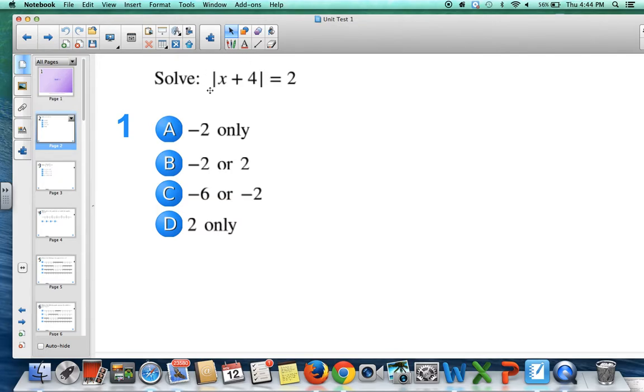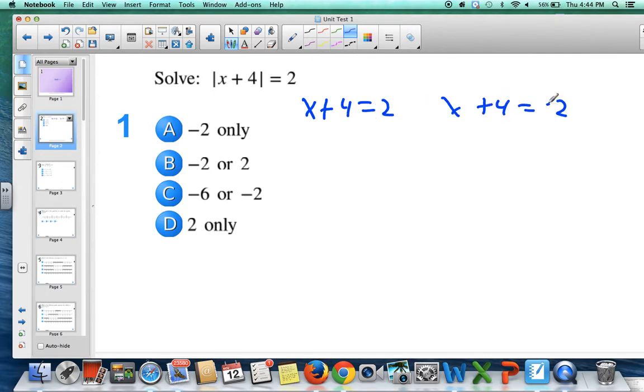Now, there's a couple of ways to do number one. The mathematical way would be to do this. Since we have an absolute value by itself, we write two equations, x plus 4 equals 2, and x plus 4 equals negative 2. And then we solve each one just like we would in 8th grade. X equals negative 2, and we solve this one. X equals negative 6. So there's two answers, negative 2 and negative 6.